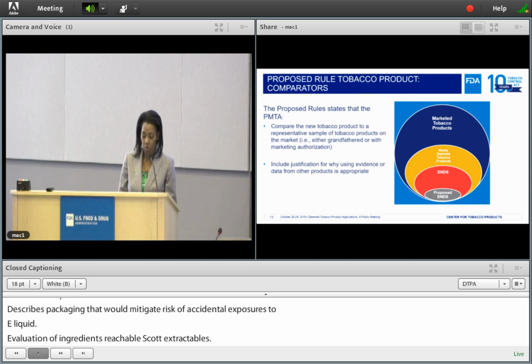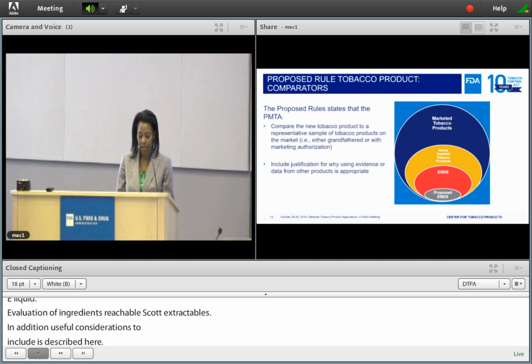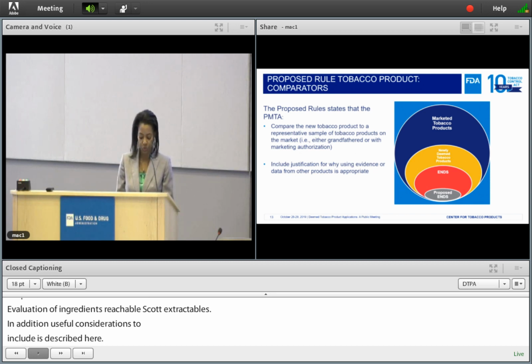The proposed rule on PMTA states that a PMTA include a comparison of the new tobacco product to a representative sample of a tobacco product legally on the market. When discussing comparator products information, it is important to have justification in your PMTA regarding why using data from certain other products to support your PMTA is appropriate.